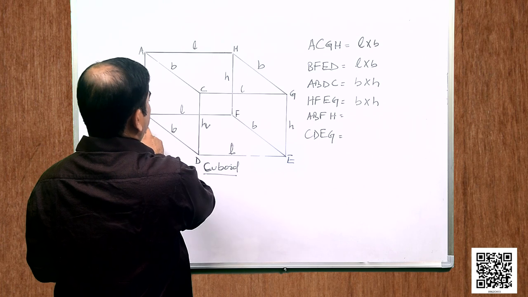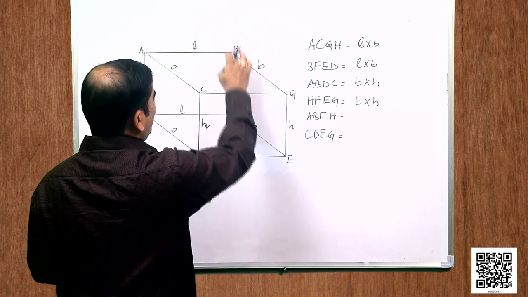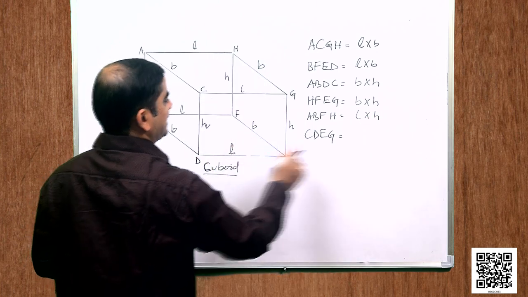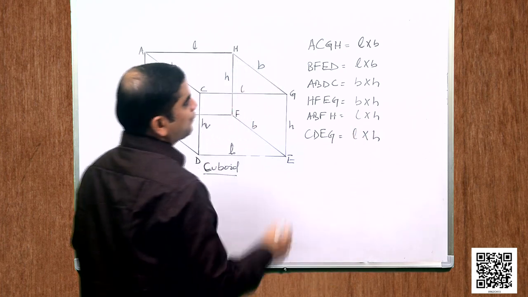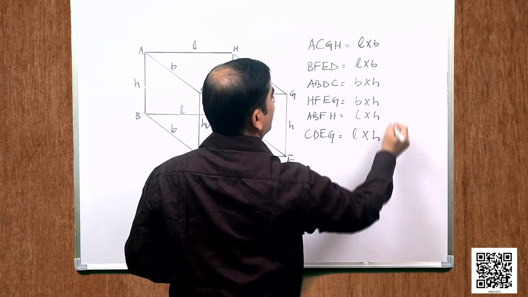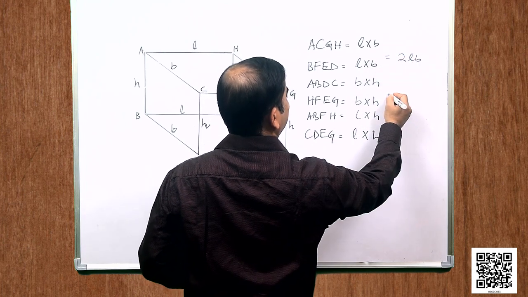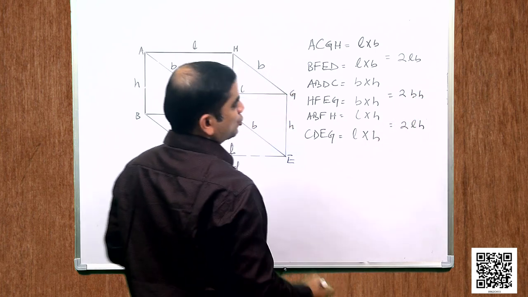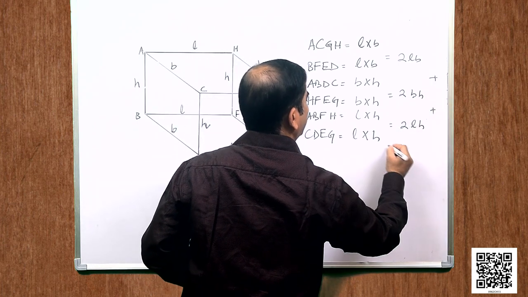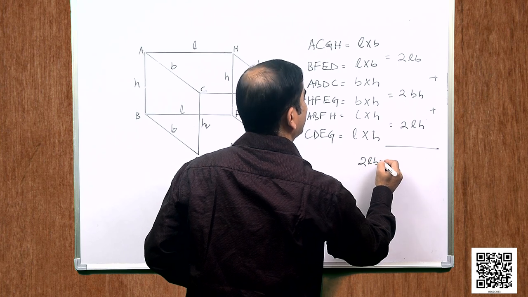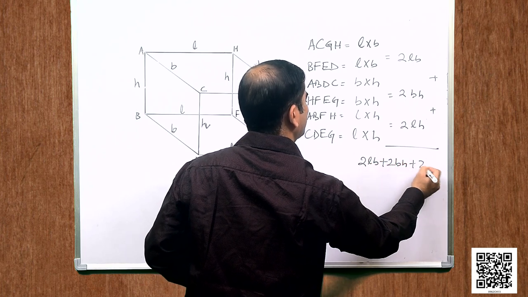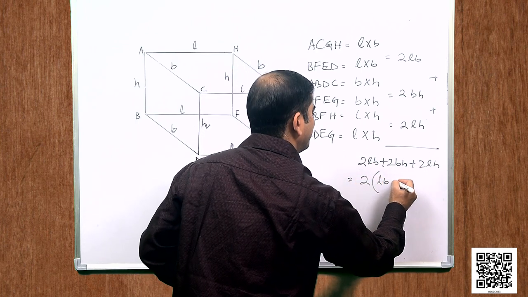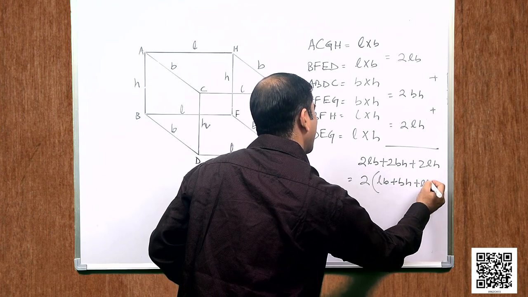ABFH, it is length into height. CDEG, again length into height. So, from here, you can see that when we sum up this, it is 2LB, 2BH and 2LH. So, when I add all the areas, I get 2LB plus 2BH plus 2LH. If I take 2 as common, LB plus BH plus LH.